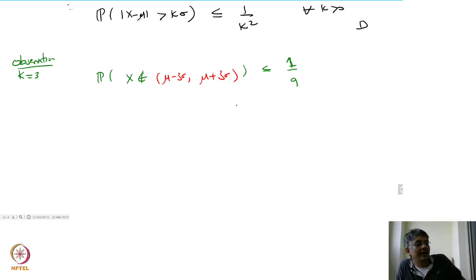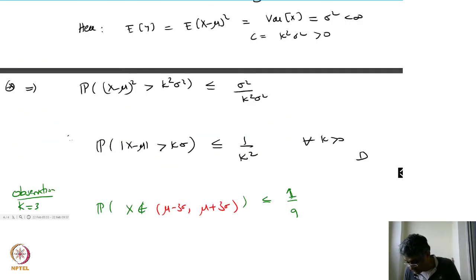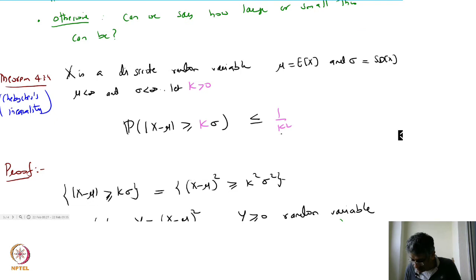Calculating with X minus mu over sigma directly is kind of very hard to do. You'll just get 1 over K. I mean, I'm getting 1 over K squared here. If I took X minus mu over sigma without squaring, I would just get 1 over K here. But I'm getting a better bound here, 1 over K squared.